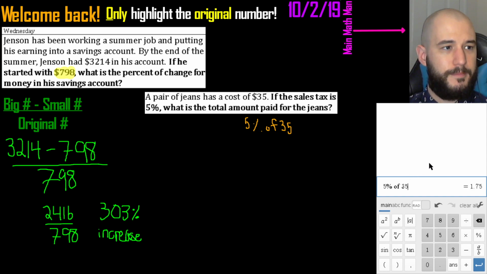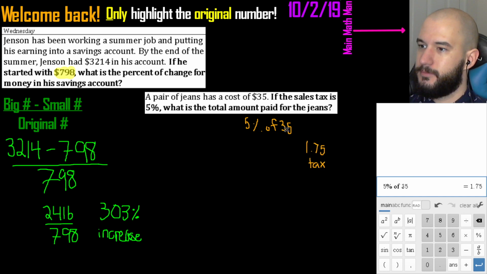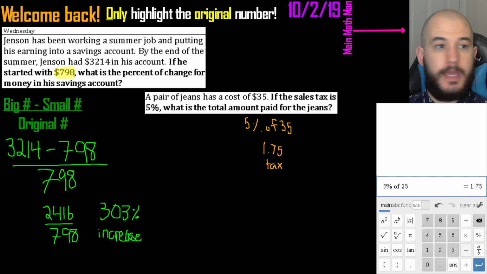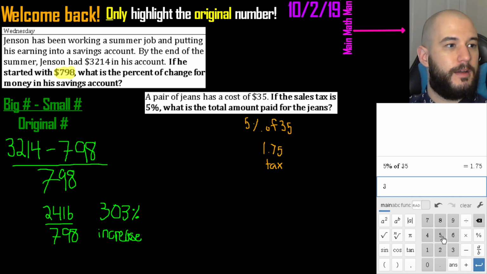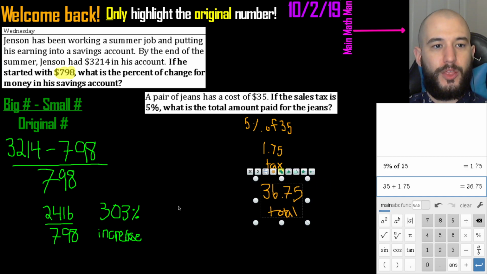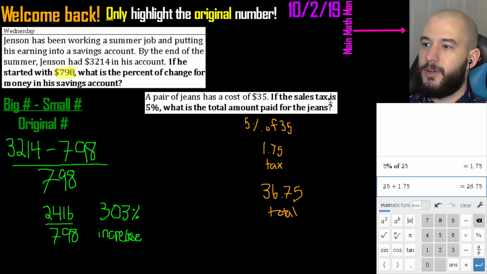So my tax amount is going to be that $1.75. Now, since I have a tax, I'm going to be adding to that. Again, a way to remember that is T looks like a plus sign. So I need to take the 35 plus, and I need to add that to my original price. And so my total is going to be that $36.75. Make sure that you're labeling each of those, because it's very key to have those two parts.